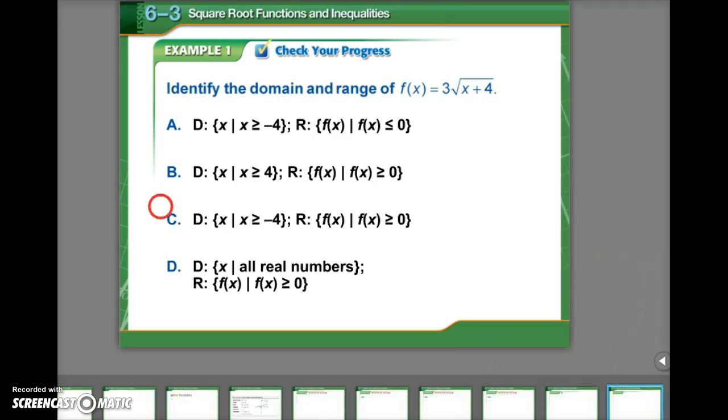Okay, our answer to this one is C. The x values have to be greater than or equal to -4, and the range has to be greater than or equal to 0. Notice how the range always is greater than or equal to 0 if there is no k value after the root.